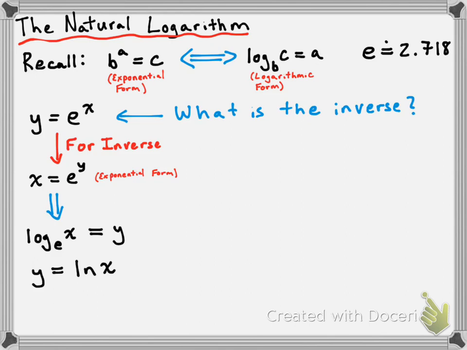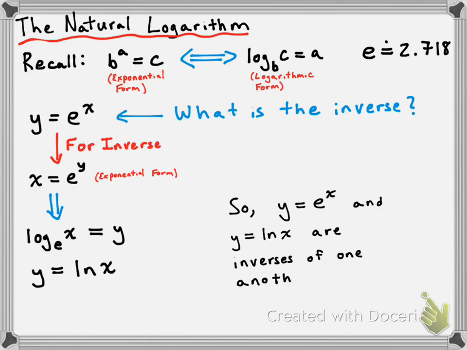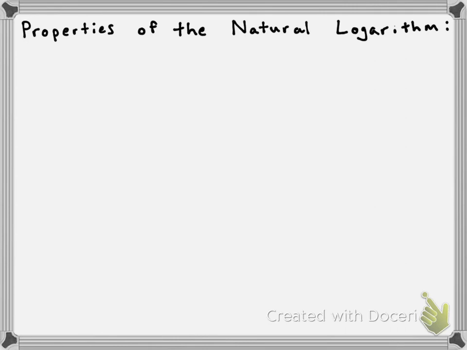Okay. So what's important here is that if we want the inverse of y equals e to the power of x, then we're going to get y equals ln of x. In other words, y equals e to the power of x and y equals ln of x are inverses of one another. And that's going to be pretty important for a couple reasons. But what we're going to do now is take a look at some properties of the natural logarithm.